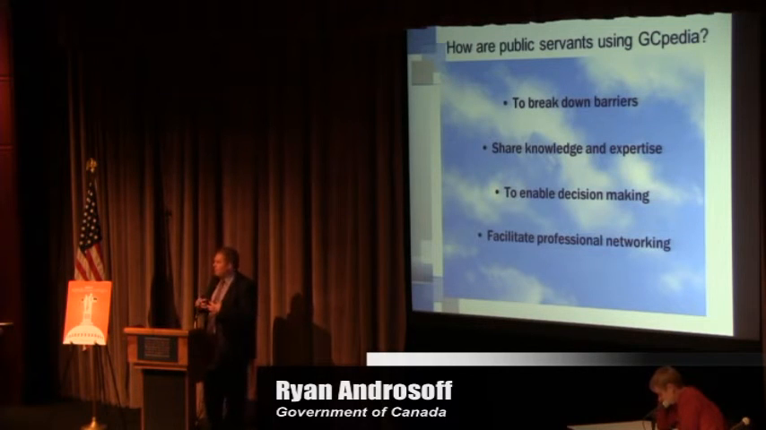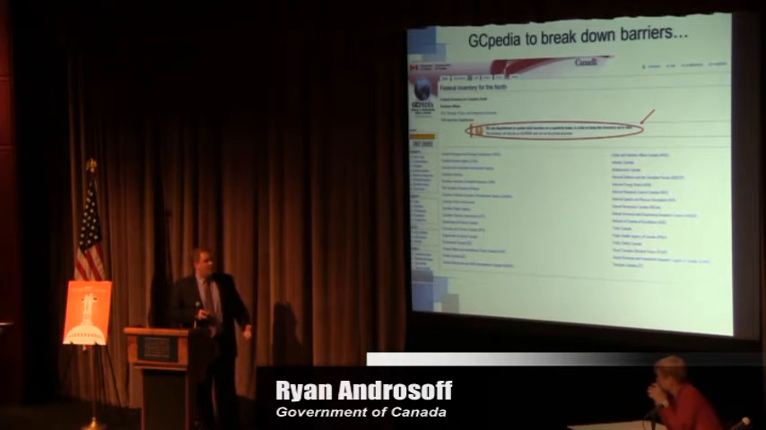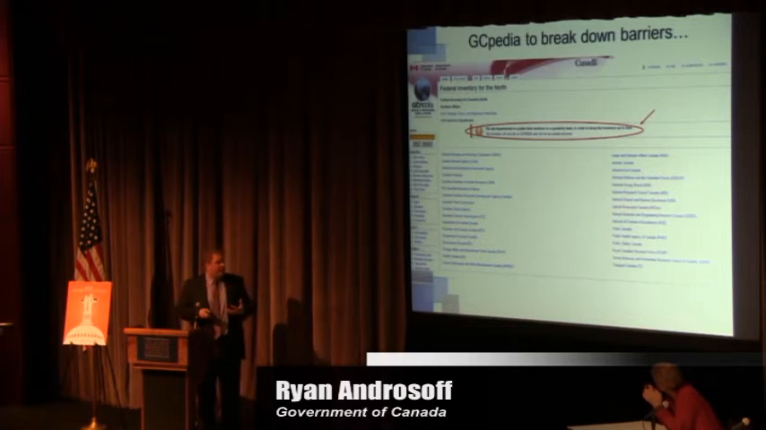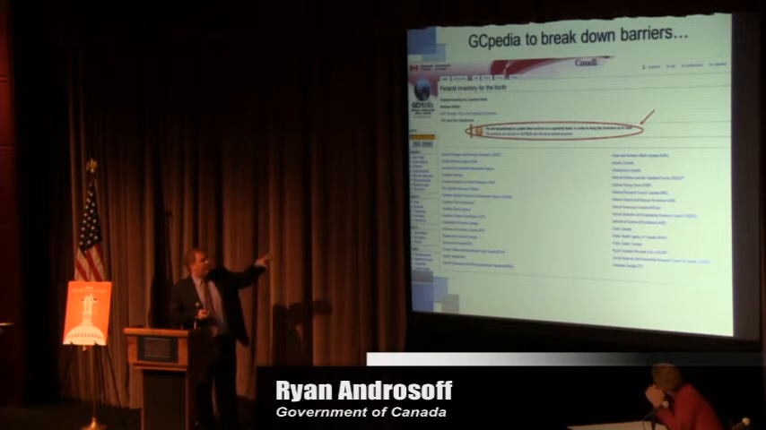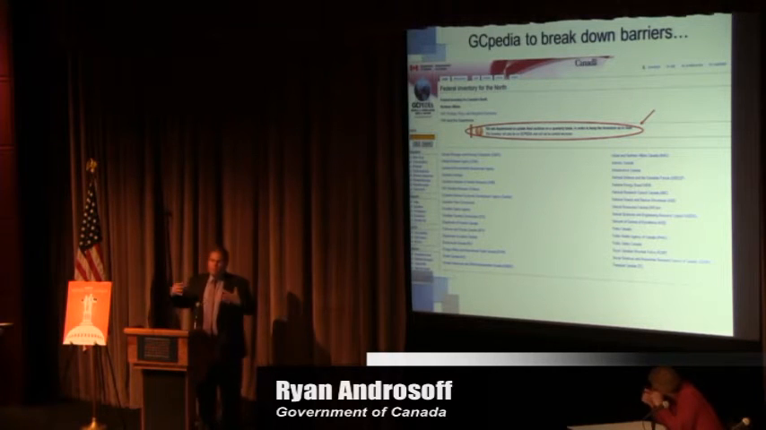And we found that it's been used in a number of very interesting, distinct types of ways. So number one, it breaks down barriers in terms of interdepartmental information sharing. This is an example of a federal inventory of the North, where in the past we had dozens of agencies that had to submit reports centrally.